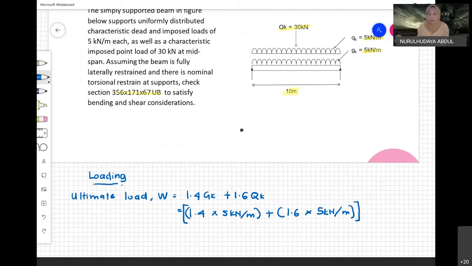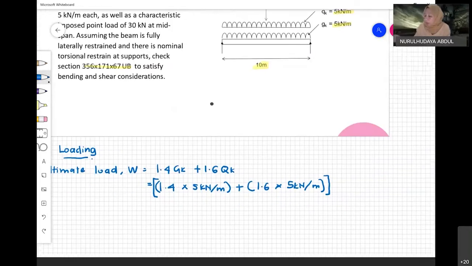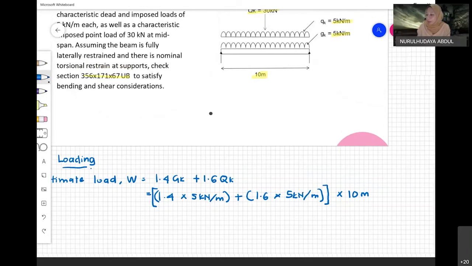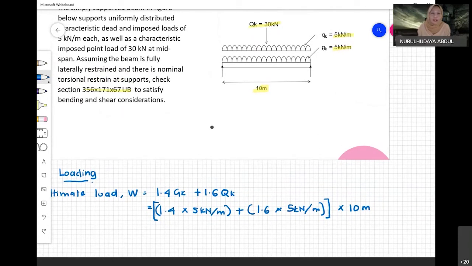And then ini yang UDL. Okay, bila UDL you kena darab dengan 10 meter. Why we need to darab 10 meter? Because all this while masa kita kira ultimate load, we actually jarang lah kita darab dengan length dia kan. Because sebenarnya kat sini ada point load. Point load tu dia tak ada per meter. Point load tu dia berapa? 30 kilonewton. So kilonewton tu tak ada per meter.